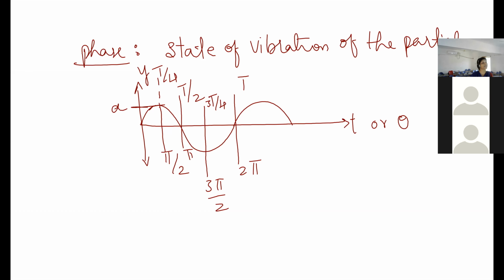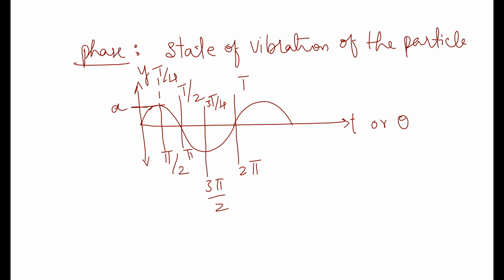The same thing you can measure in terms of angle, that is pi by 2, pi, 3 pi by 2 and 2 pi. So the state of vibration of the particle of the wave is measured in terms of angle theta, or you can measure in terms of time. That is already shown here. One complete wave is shown here, how the time period is divided and how the phase is measured in terms of angle. You already learnt this basic concept in your lower classes.